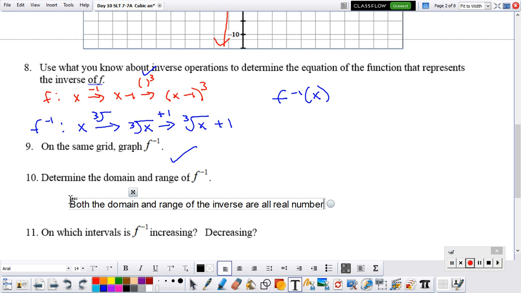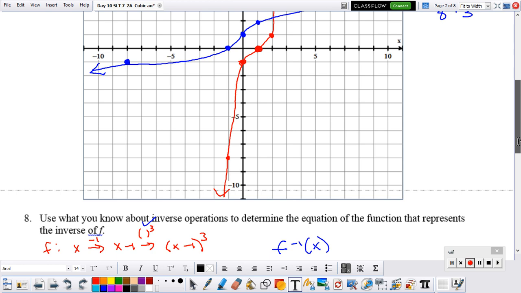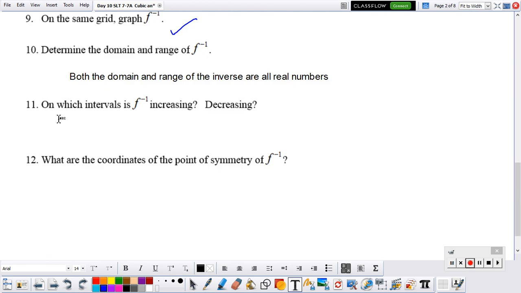All right. Now it asks us on what intervals is the function increasing or decreasing? When I look at this function, it's actually increasing the whole time because it starts down here and it just slowly travels up. So I'm going to say the inverse function is increasing over all real numbers.